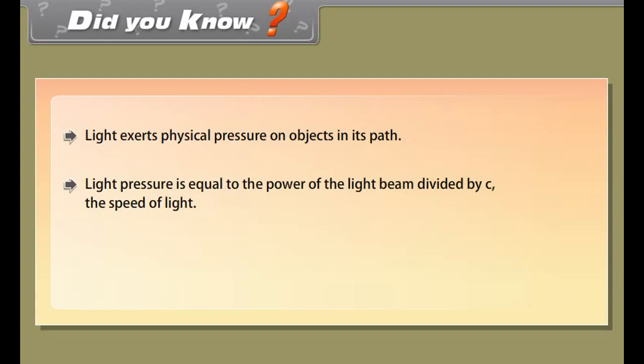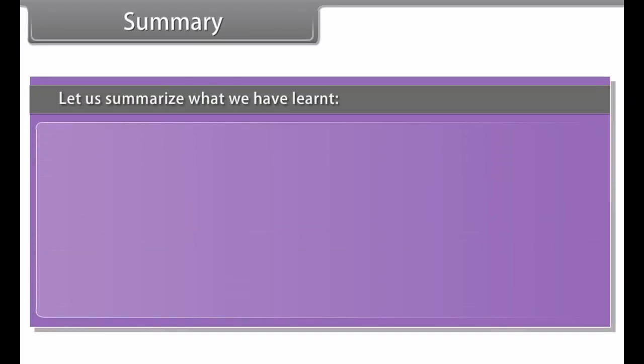The SI unit of power of a lens is diopter. It is denoted by the letter D.